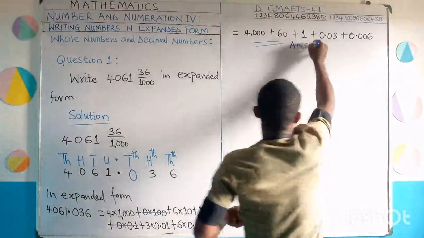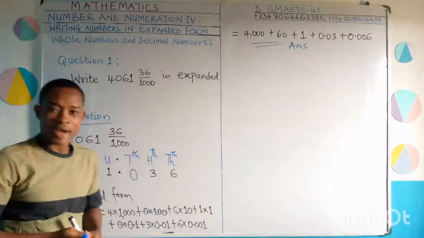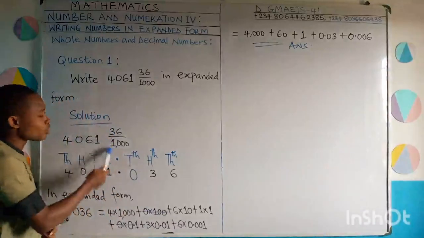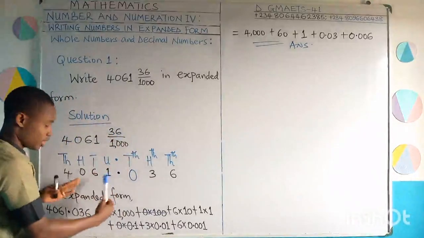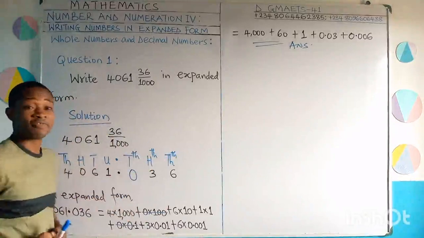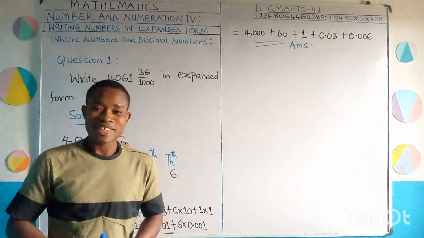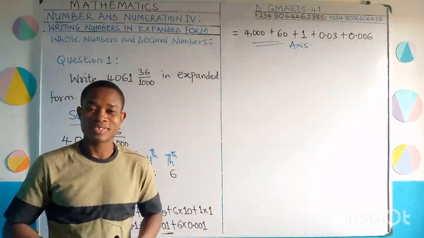We are done with that. I hope this is clear, right? Please take note of how I wrote this mixed fraction in decimal form using the place values. Let's get set for question number 2.